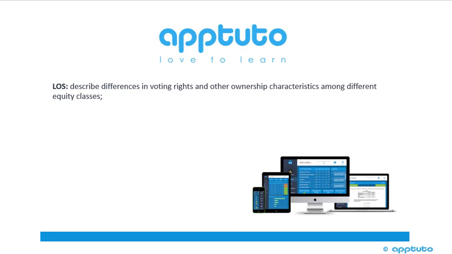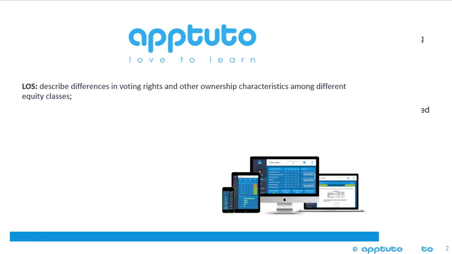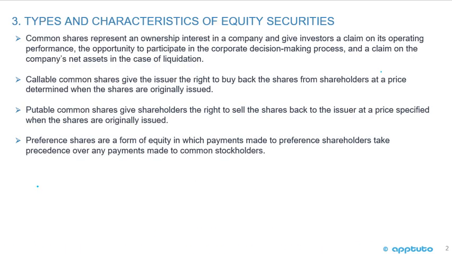This LOS is to describe differences in voting rights and other ownership characteristics among different equity classes. Types and characteristics of equity securities. So we're going to look at some bullet points here. First, the common shares represent an ownership interest in a company.